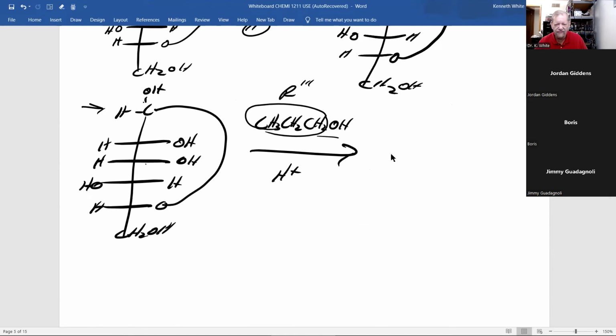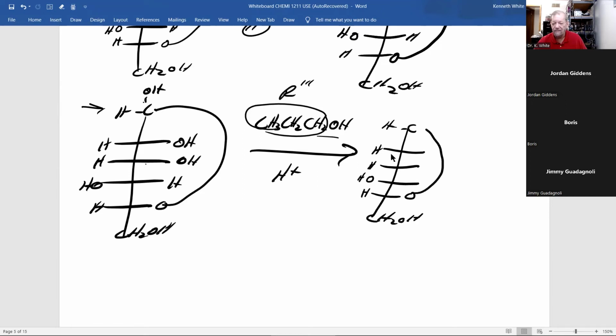And whatever is not involved in the reaction, I can just rewrite. So I will. And this OH becomes OR triple prime. The carbon with the hydroxyl group will be the carbon on the oxygen here. And that's how you do it.